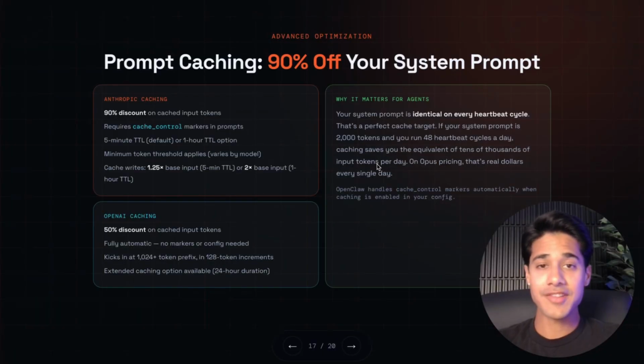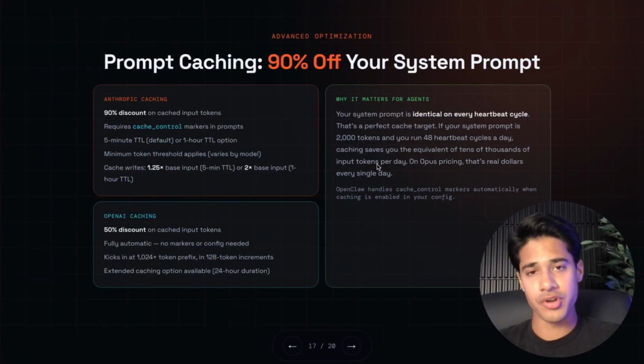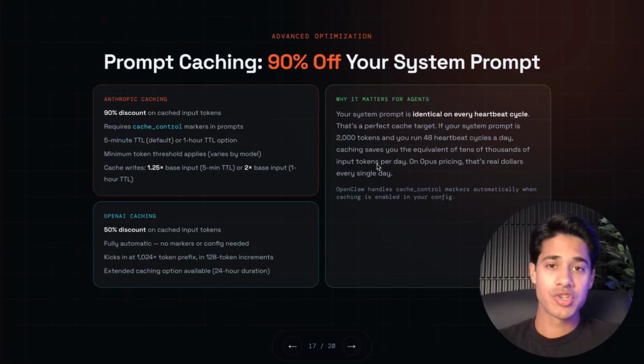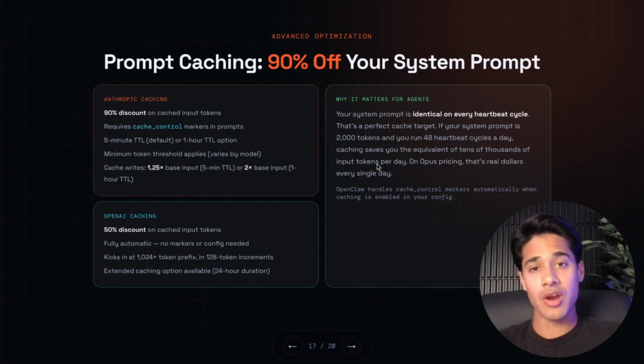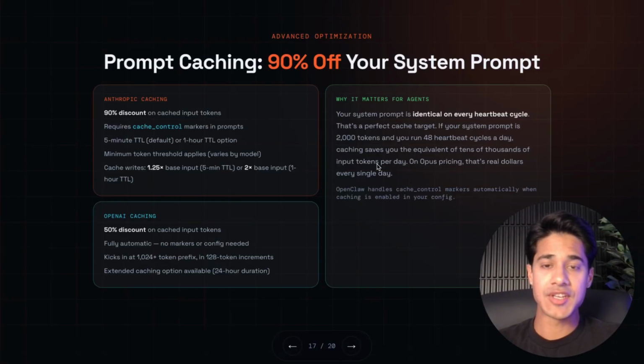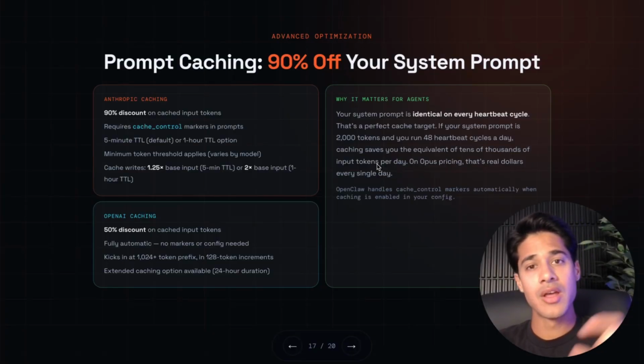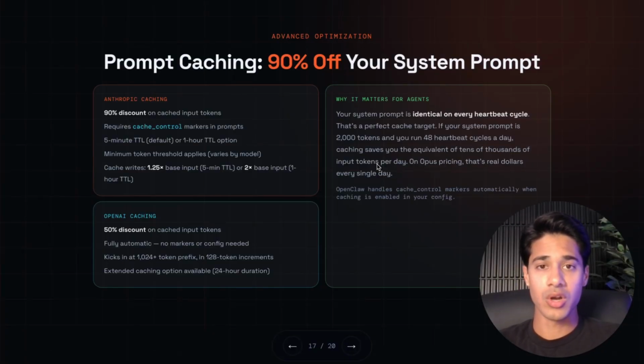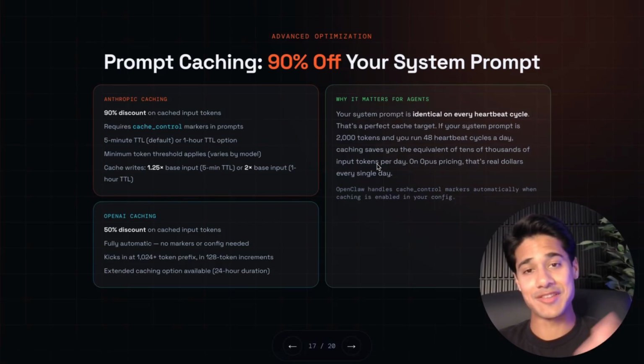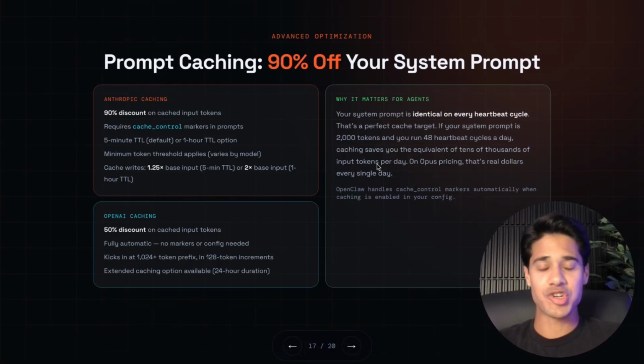Now, this is an advanced optimization and it can really reduce your costs if your agent is making repeated calls with similar prompts. Prompt caching lets the API provider store your system prompt and reuse it across calls instead of reprocessing it every time. Since your system prompt is identical on every heartbeat cycle, this is a perfect fit for agent workloads. Anthropic offers a 90% discount on cached input tokens. That's massive, right?